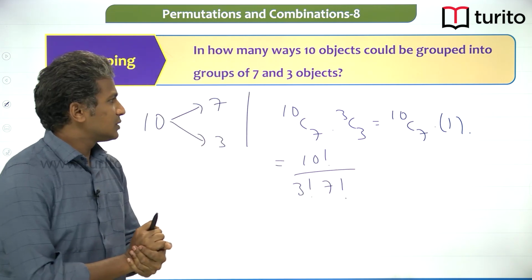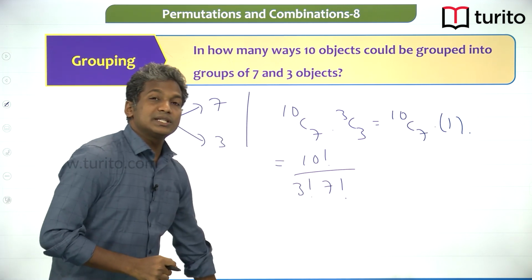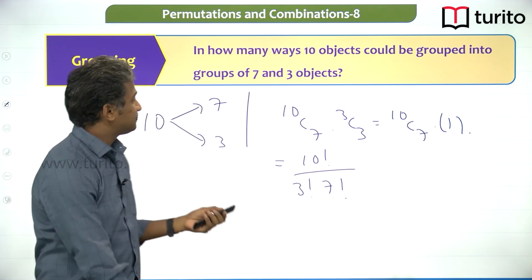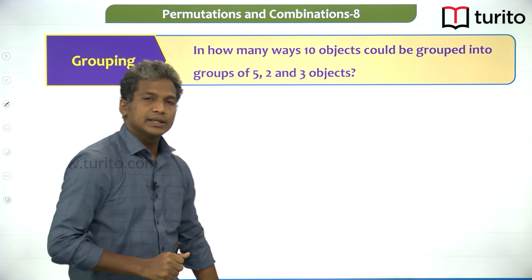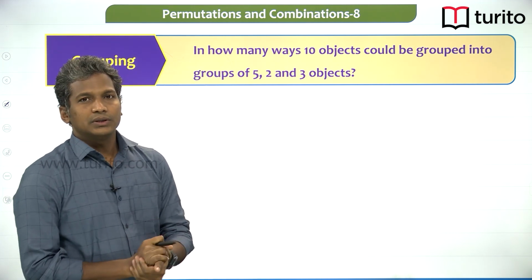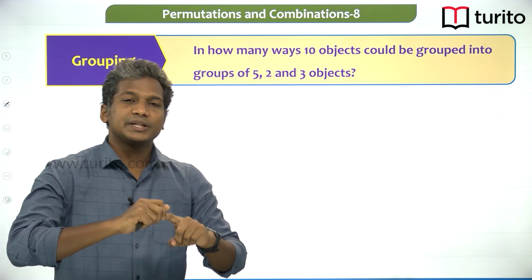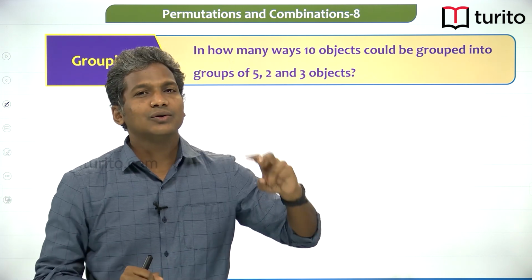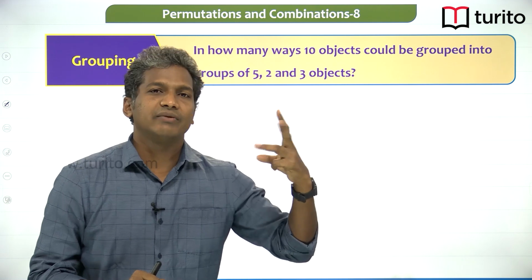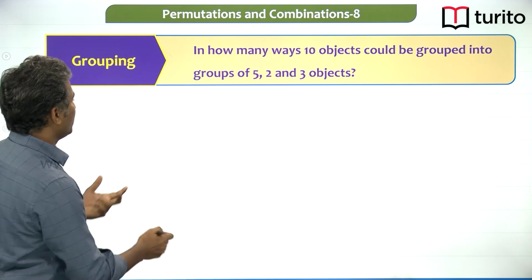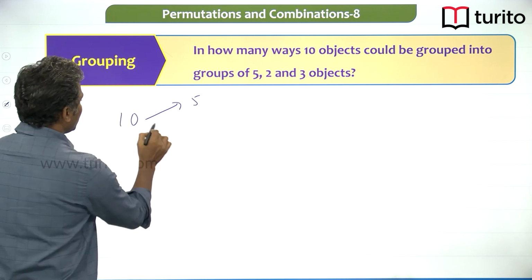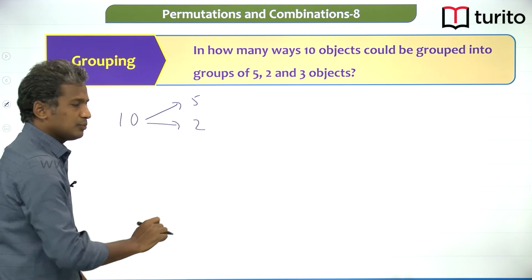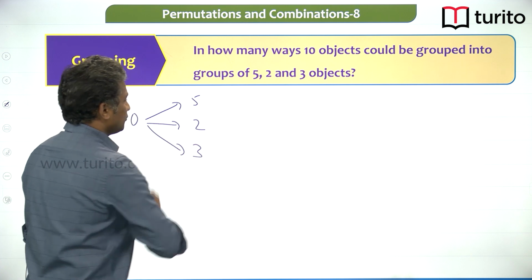Okay. So, now can we do the same thing to the next question? So, let us say we have 10 objects and we want to form 3 groups. First group is having 5 objects, second group having 2 objects, third having 3 objects. So, how do we do that? From the 10 we want to form a group of 5 and then want to form a group of 2 and then want to form a group of 3.